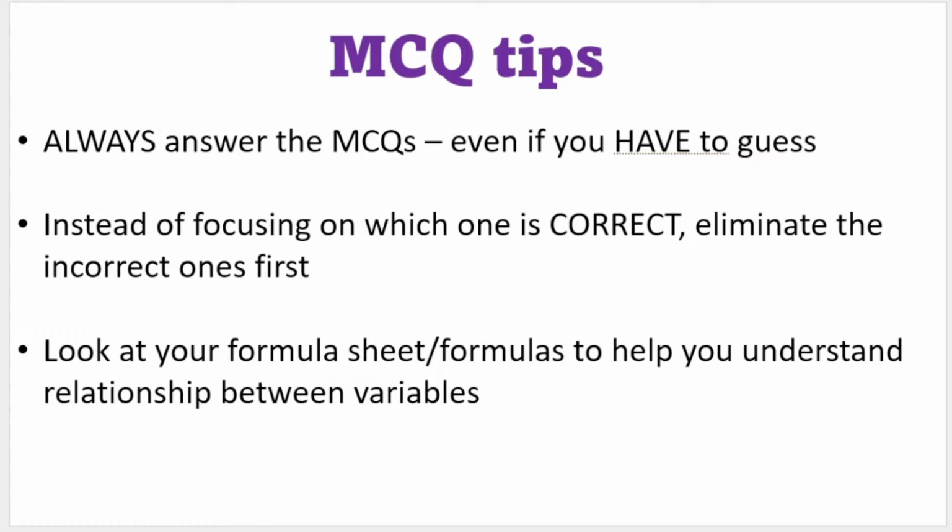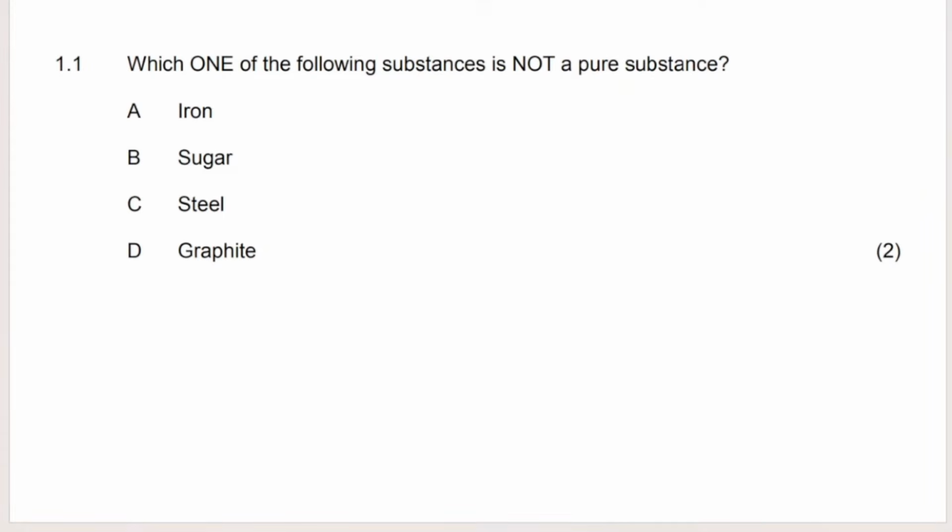And the third tip is more applicable to grade 11 and grade 12 learners. It may apply to grade 10 physics and chemistry in some cases, the more difficult questions, but you always have to look at your formulas, your formula sheets, your relationships between your variables in order to answer certain multiple choice questions. So this one, 1.1, says which one of the following substances is not a pure substance.